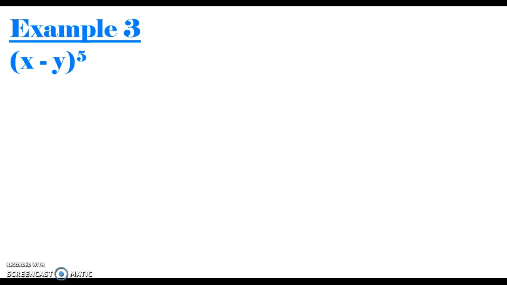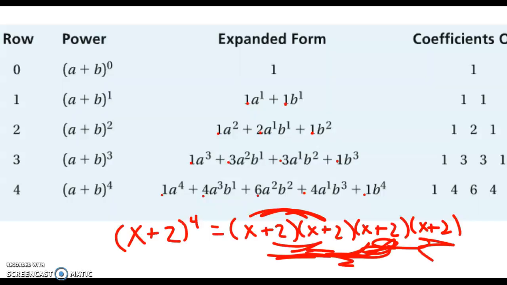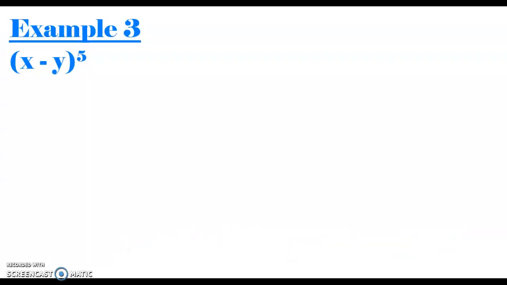All right, so now we have (x minus y) to the power of 5. And if you go back and you notice, these are always plus, right? So we have to consider that to be a negative y. Also, I'm going to start doing these vertically. It helps my brain as the problems get more complicated. So this is power of 5. So I would go to step 5.